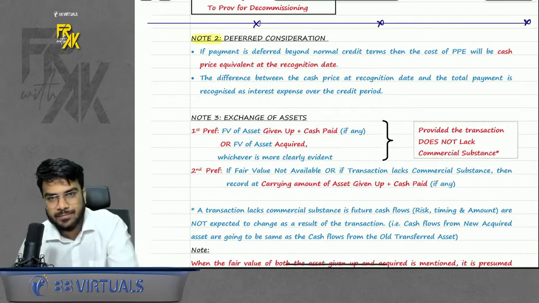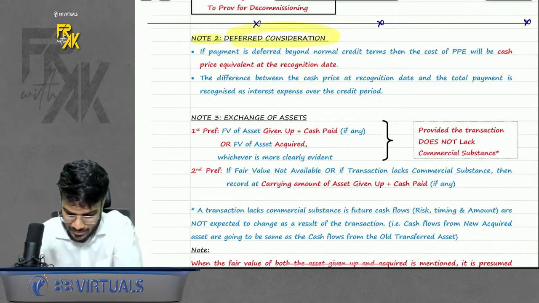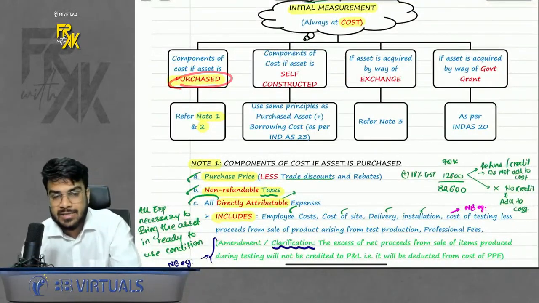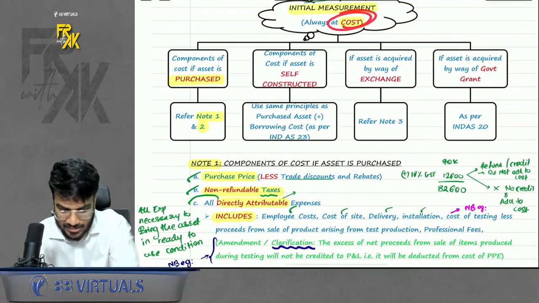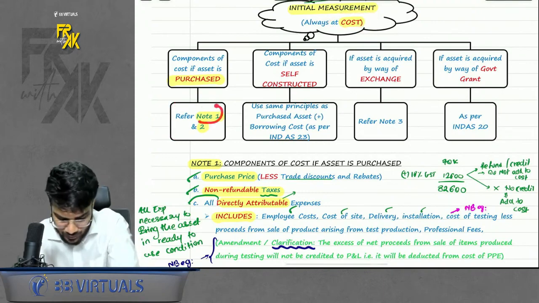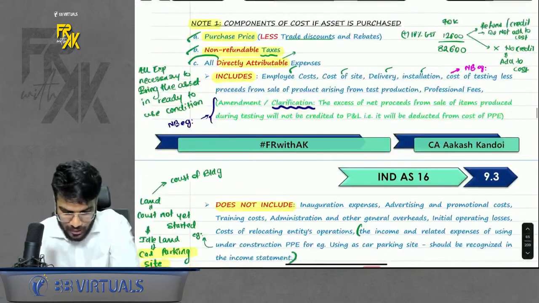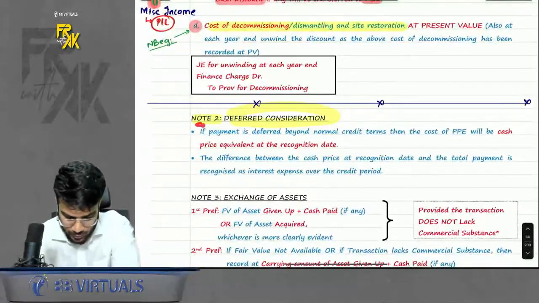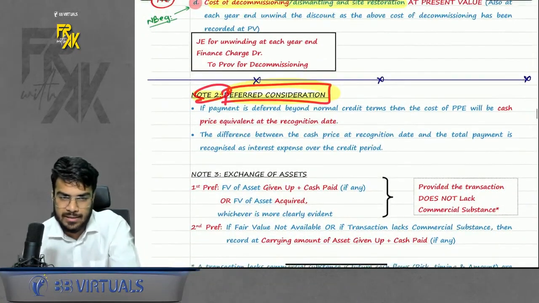Anyways, to continue with our discussion, now we will start discussing this point, that is deferred consideration. Now what is the meaning of deferred consideration? See, ideally, what are the components of cost if the asset is purchased? They had asked us to refer note number 1 and 2, right? Note number 1 we already completed yesterday. Now we are moving towards note number 2, and that is deferred consideration.